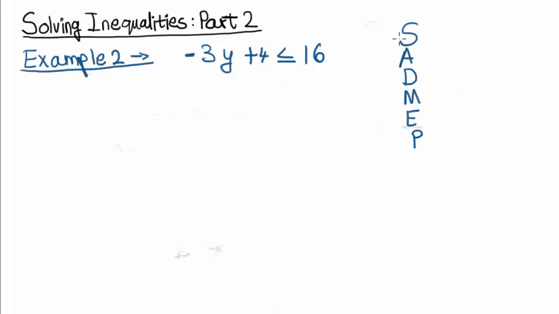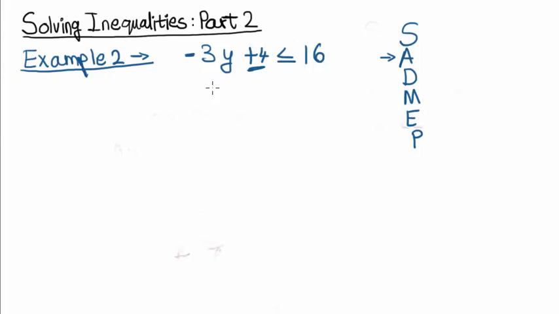In this example, let's say you have the inequality negative 3y plus 4 is less than or equal to 16. Now we need to follow the order of SADMEP in order to isolate the variable y in this inequality over here. Referring to SADMEP, we know that the first thing that we need to get rid of on the side of the variable y is the addition. In this case, we need to get rid of the plus 4 term safely so that we preserve the inequality that we started off with.